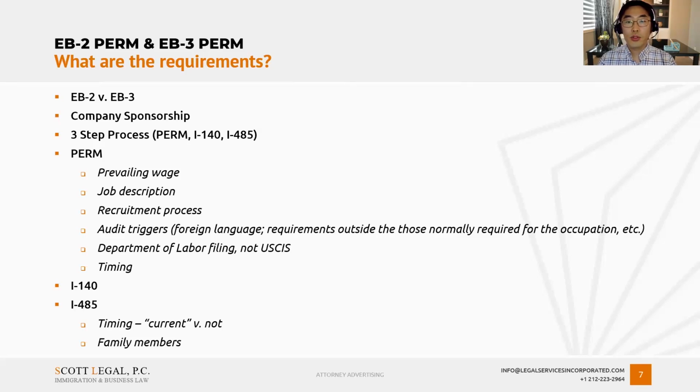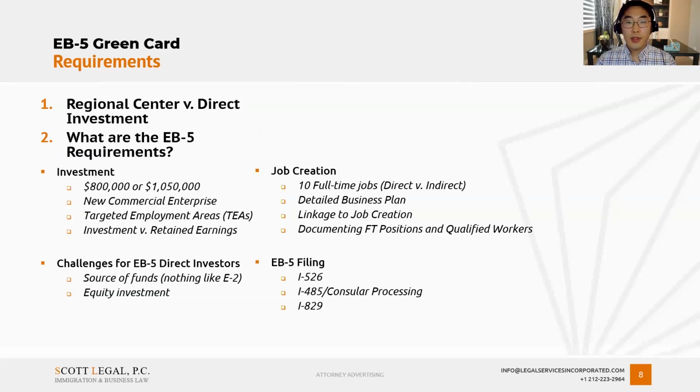Once DOL approves the labor certification application, the rest of the procedures with USCIS are the same as the ones that we discussed in previous slides: the main petition I-140, and I-485 if a visa number is available, or you can go through consular processing. So next slide is the EB5 investment-based green card case.